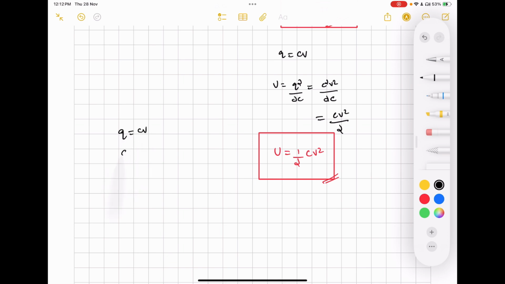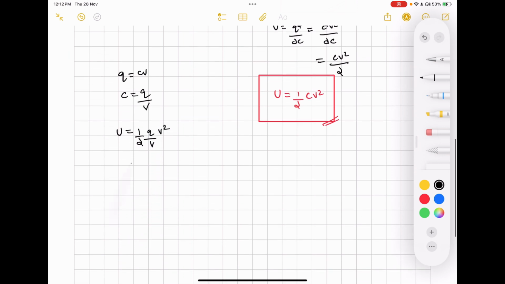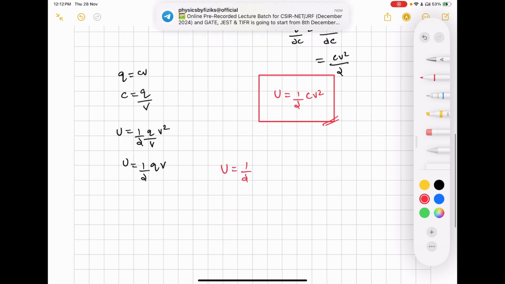This is the second expression. We have Q is equal to CV, and we can substitute for C is equal to Q by V. So U is equal to half Q by V into V square. So it will be half QV. So U is equal to half QV.